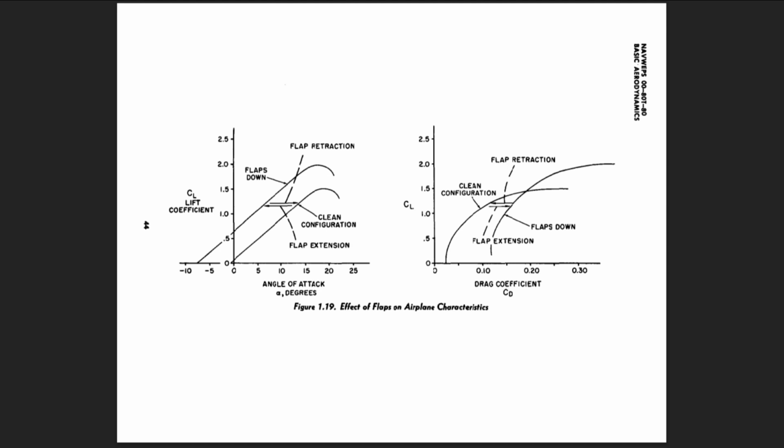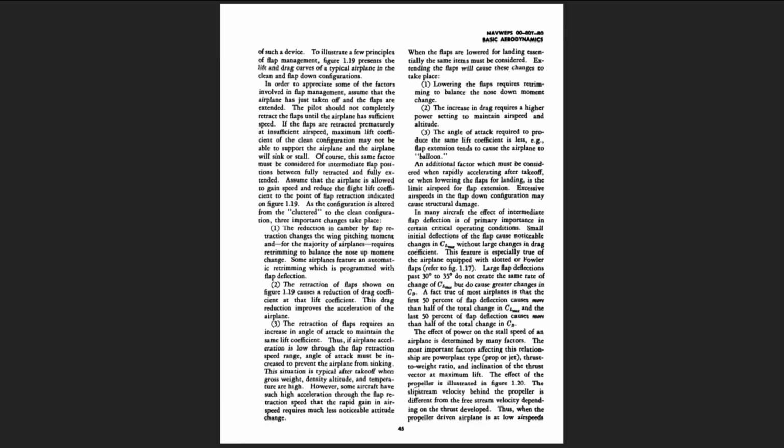Extending the flaps will cause these changes to take place. 1. Lowering the flaps requires retrimming to balance the nose-down moment change. 2. The increase in drag requires a higher power setting to maintain airspeed and altitude. 3. The angle of attack required to produce the same lift coefficient is less, e.g., flap extension tends to cause the airplane to balloon. An additional factor which must be considered when rapidly accelerating after takeoff, or when lowering the flaps for landing, is the limit airspeed for flap extension. Excessive airspeeds in the flap down configuration may cause structural damage.